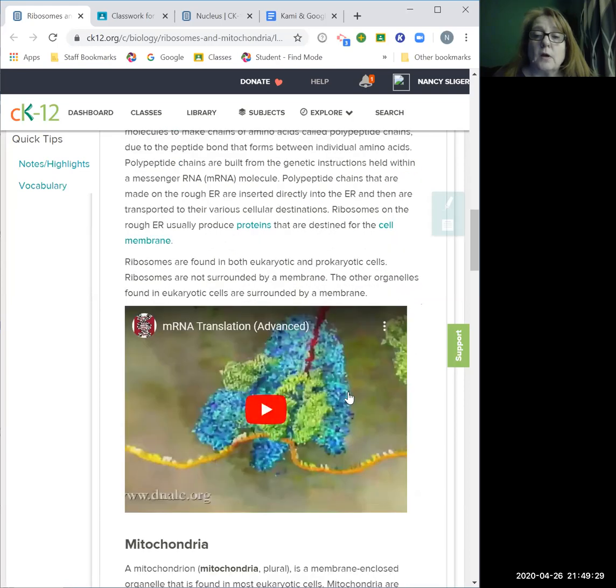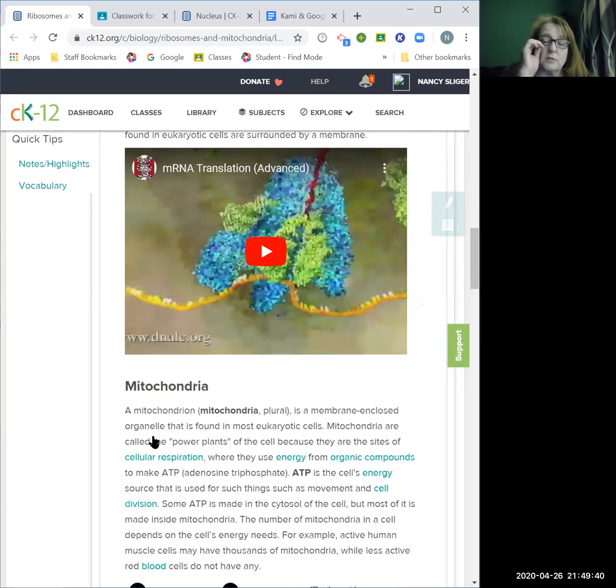When we go into messenger RNA translation, we're going to have a whole unit over how this happens. So we'll save some of this for later on. Right now, I just want you to get the basic gist of what the organelles are called and what they do.